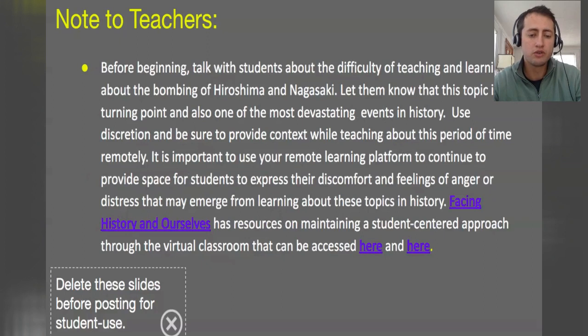The second thing to make sure is, just like the Japanese internment lesson, this is hard history. It's one of the worst events in world history. Facing History has a variety of resources for you before you enter into this lesson, and you can see those links in the slides themselves.